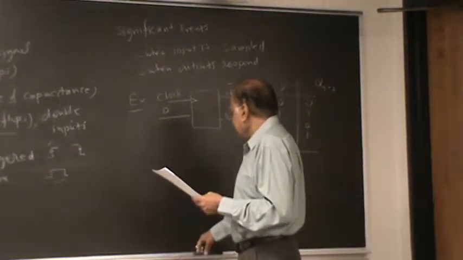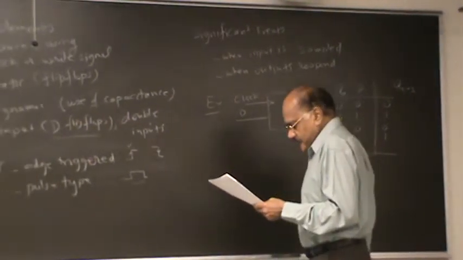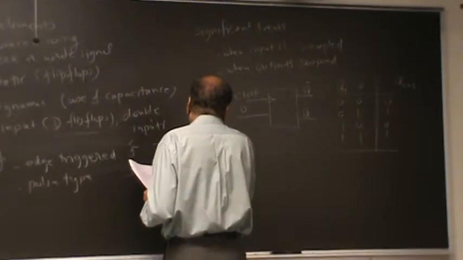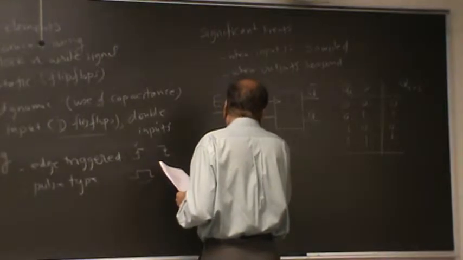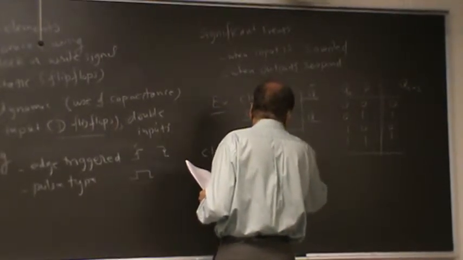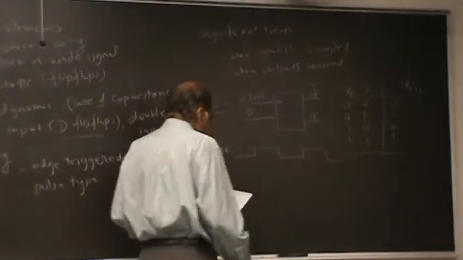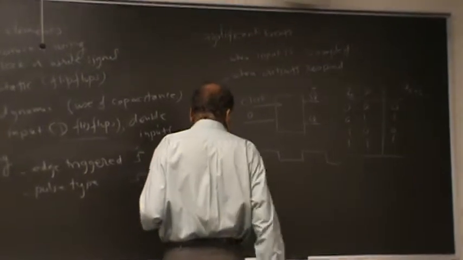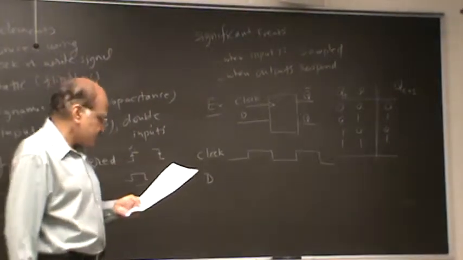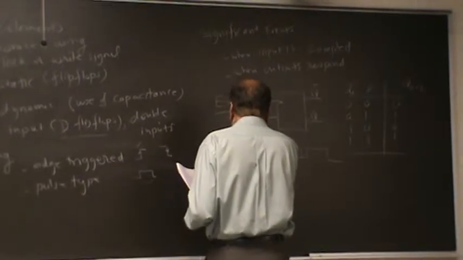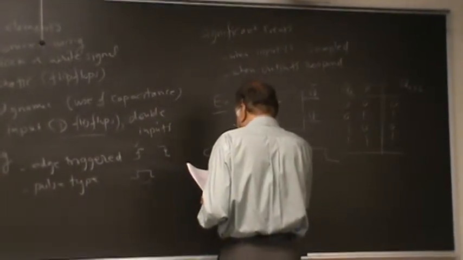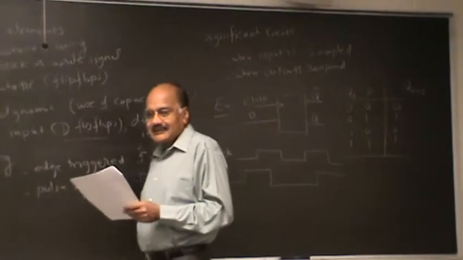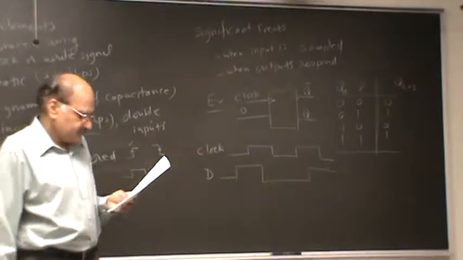Okay, let's look at a timing diagram here. So let's have a diagram here. So let's say here is the clock. And here is the D input. D is our data input. And just to make it interesting, let us assume the D input, wherever it is coming from, looks like this.